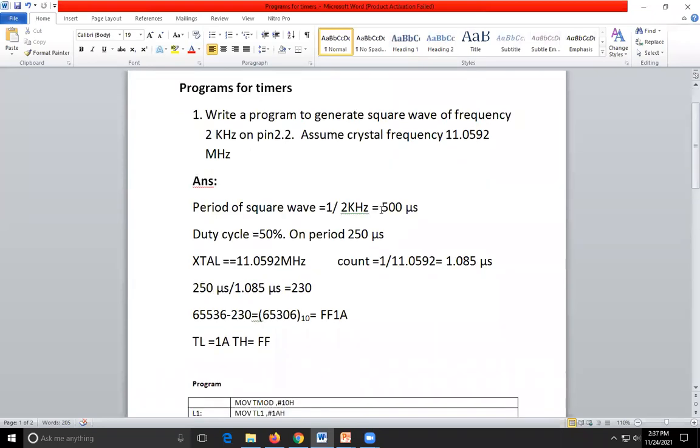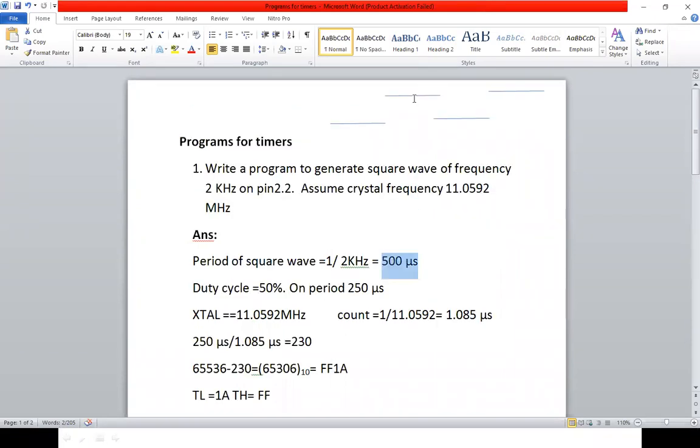Here is the 5 microsecond. What is the delay of your 2 kilohertz frequency? We are working with only the positive or negative half cycle. This is the period, and period means positive and negative. You have to take only the positive period or the negative period, so it is 50%. It is a square wave, so it is called a 50% duty cycle.